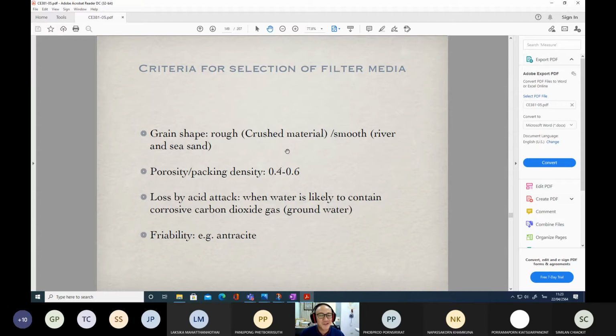Sea sand is not preferable. Mostly we use the smooth sands. I don't know why, but sea sand is not. Actually, we have a lot of sea sand on our Earth, but in terms of filter media, sea sand is not good in terms of absorption. River sand would be better, giving better results in terms of suspended solids removal and also fine particles removal.